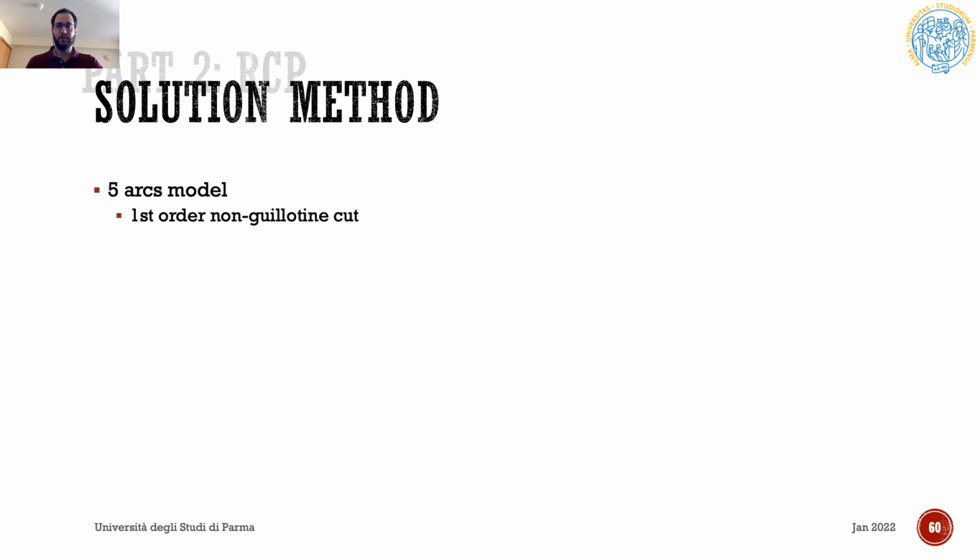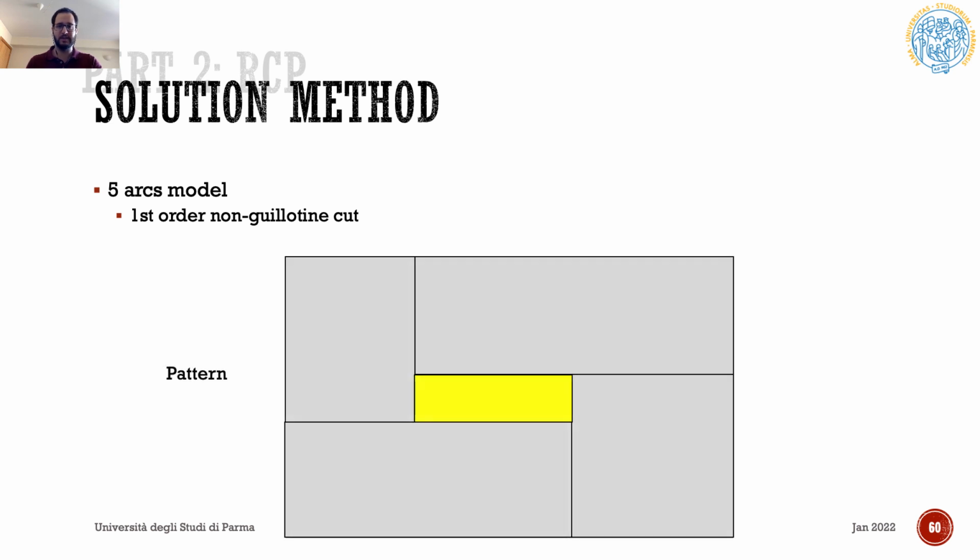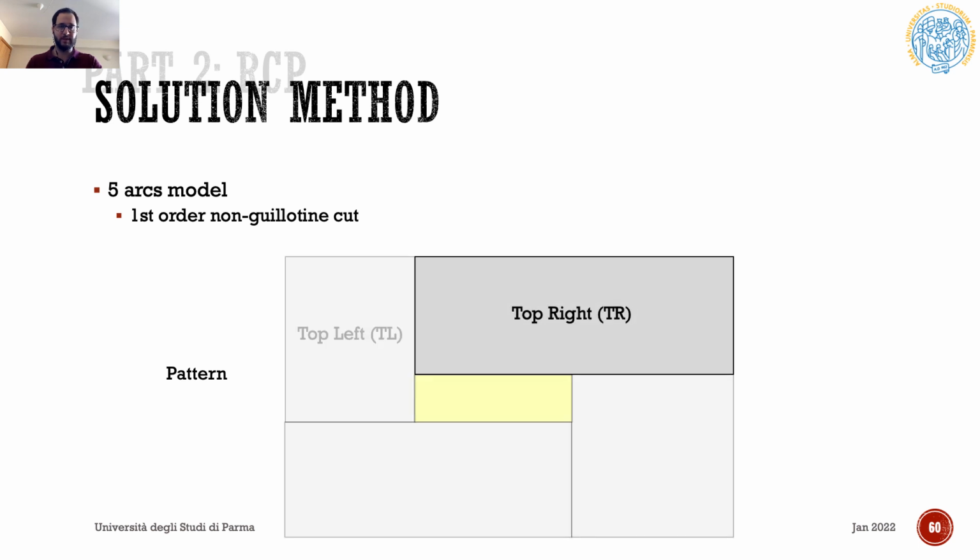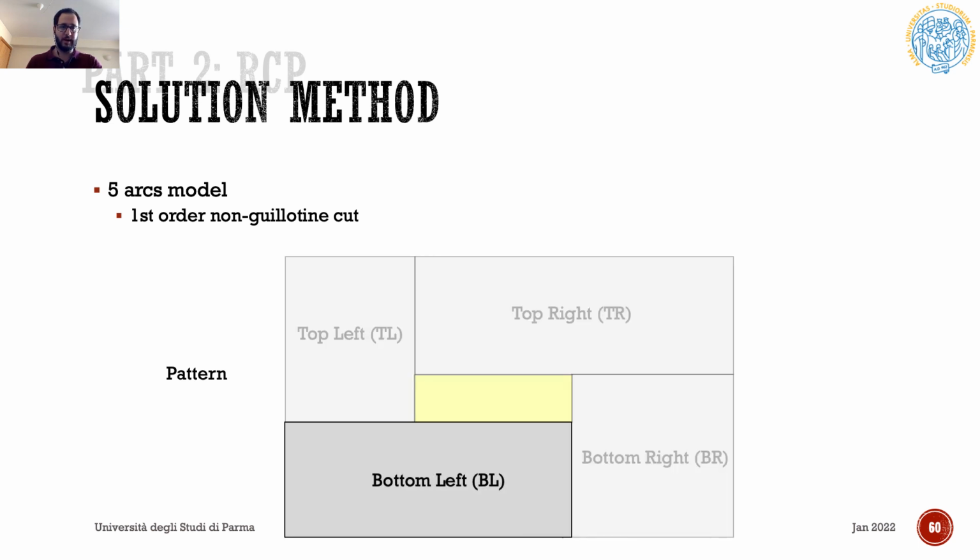To solve the problem with non-guillotine cuts, we propose the 5-arcs model. It's called so because this type of cut is based on the first-order non-guillotine pattern, in which an item is composed of 5 pieces: top left, top right, bottom right, bottom left, and center. This is the pattern of this cut type.